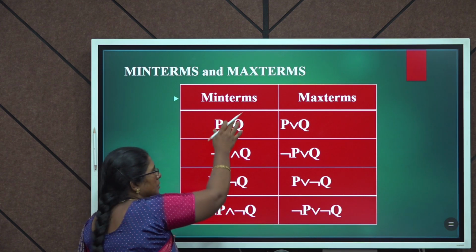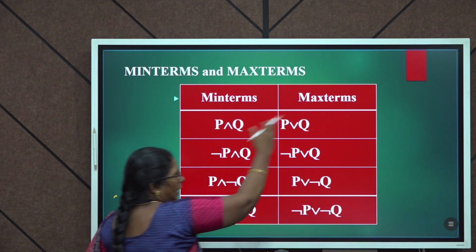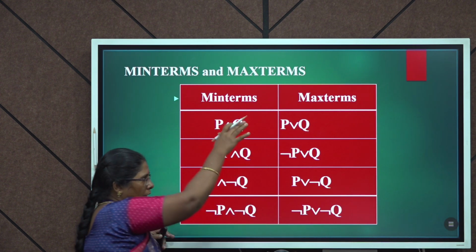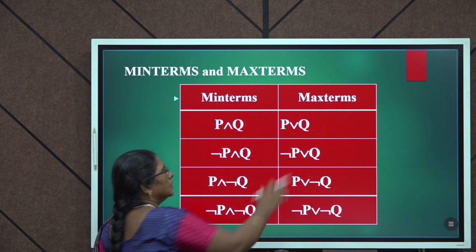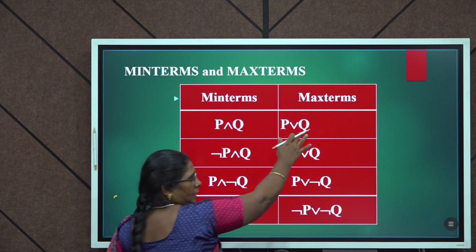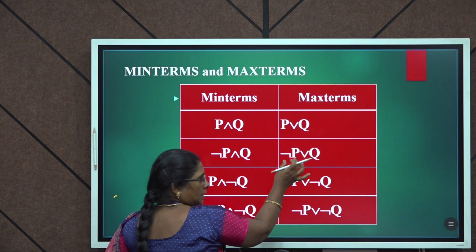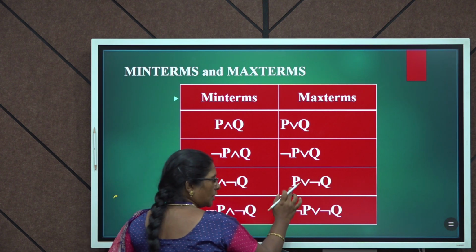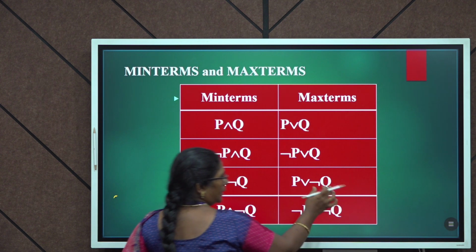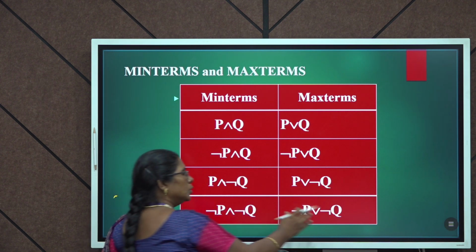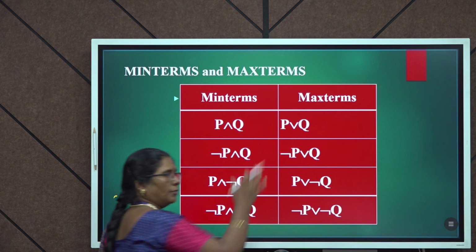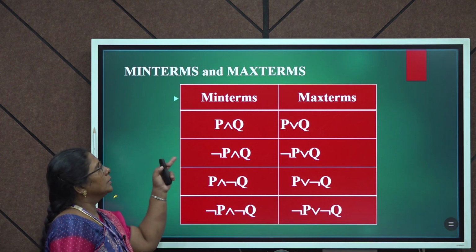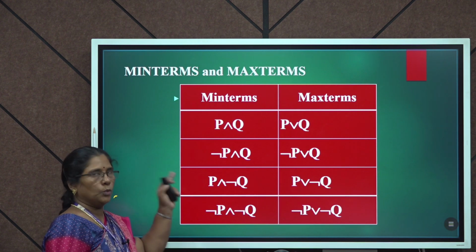Minterms should contain cap, and maxterms can be written just by replacing cap by cup, that's all. Here also you have to follow the same procedure. Both the variables here should not contain negation, and here the first variable must contain negation, the other variable should not contain negation. In the third term, the first variable should not contain negation, the second variable must contain negation, and finally both the variables should contain negation. So this is the way you have to follow while you are writing maxterms or minterms, when two variables are involved.